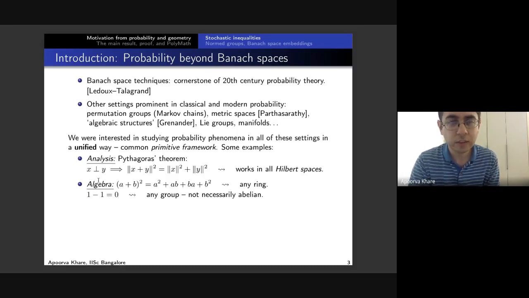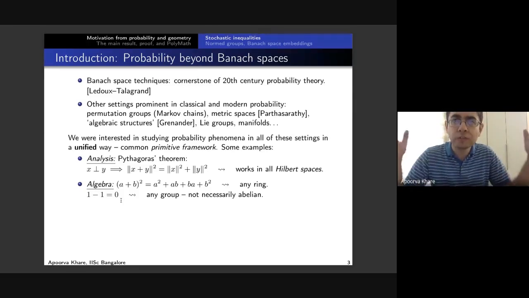So is it clear what I mean by primitive framework? I mean that you can write down this equation, and although you might have seen this equation over real numbers, actually this equation is just saying g times g inverse is e. And that is true over far, far more settings than just real numbers. It's true over permutation groups. It's true over Z mod 5Z, cyclic groups. It's true over any group, and not even abelian groups. So that is what I mean by primitive framework.